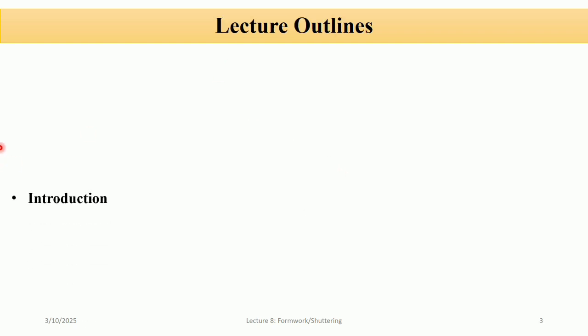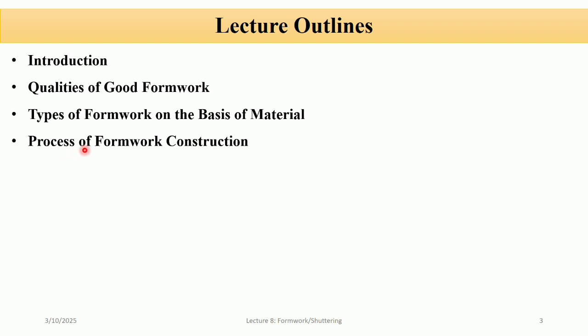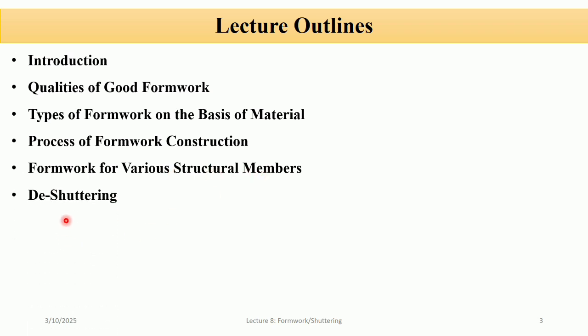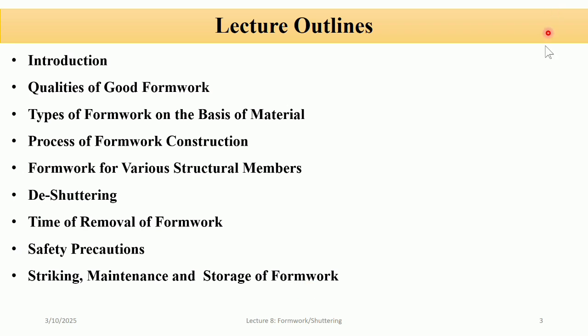So the outline of this lecture: we have to do introduction of the formwork, then qualities of good formwork, types of formwork and the base of material. Then we will discuss cost of formwork construction, then formwork for various structure members, de-shuttering, time of removal of formwork, safety precautions, and last we will discuss striking, maintenance and storage of formwork.